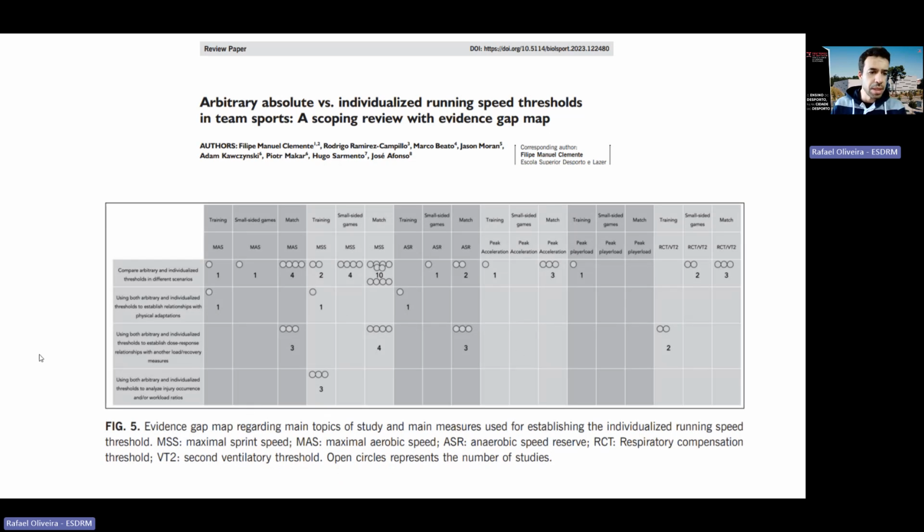As you can see, there are many possibilities here. Sometimes they use these numbers of maximal sprint speed. Sometimes they use the respiratory compensation threshold or even the second ventilatory threshold, to not use common thresholds and to individualize for the player itself. So this is another possibility. It depends on the scenario of your team or on the goals that the coach wants for his team.